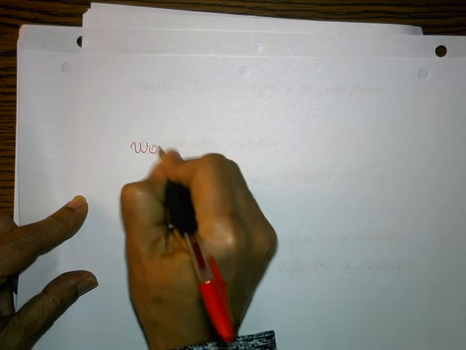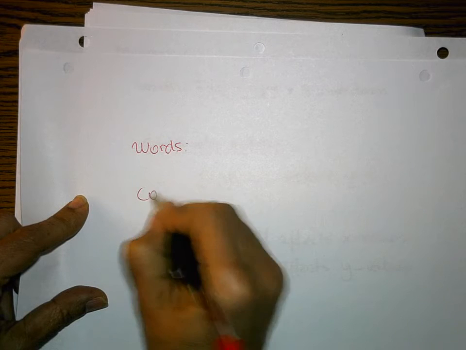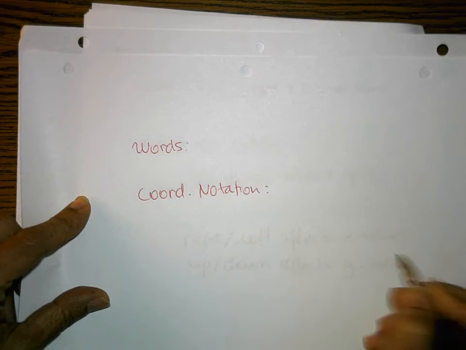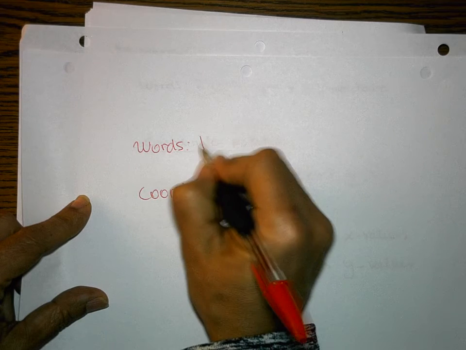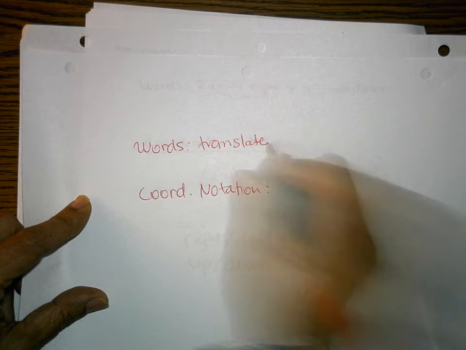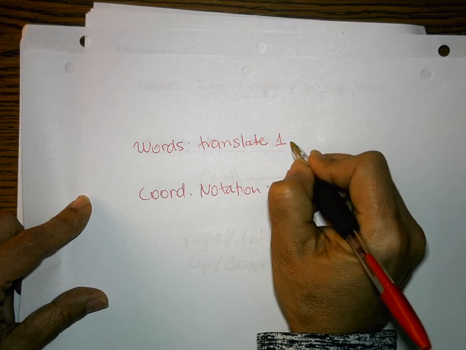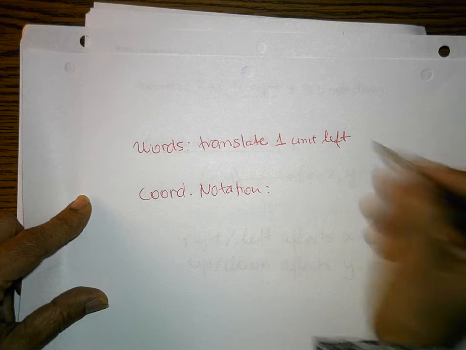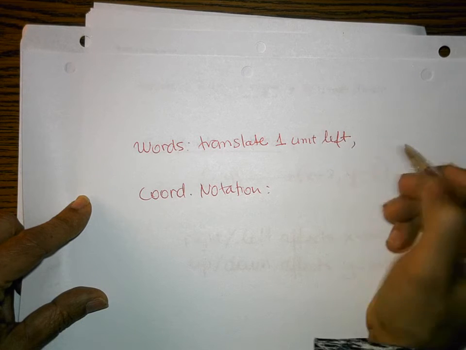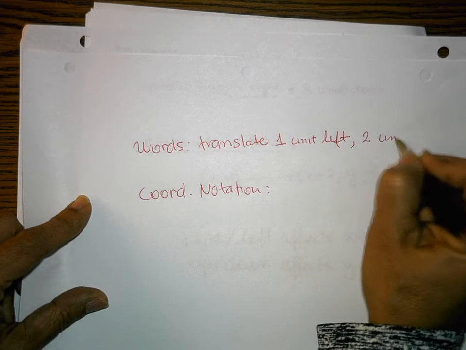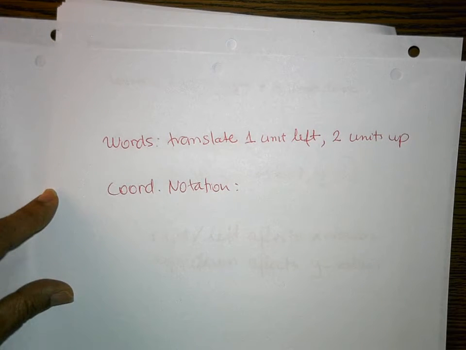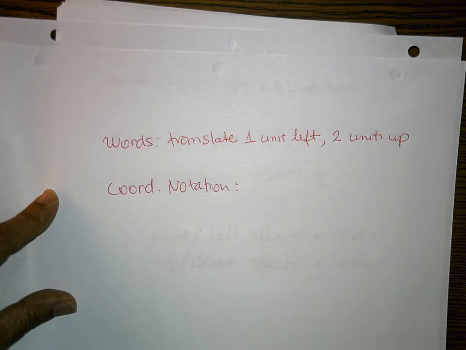Okay, so let me do another example in words, and then in coordinate notation. Okay, let's do both. So if I say translate 1 unit to the left and 2 units up, let's just write that. Translate 1 unit to the left and 2 units up.